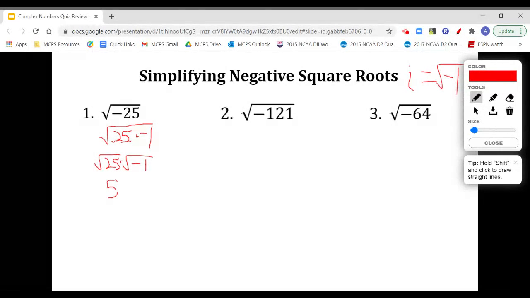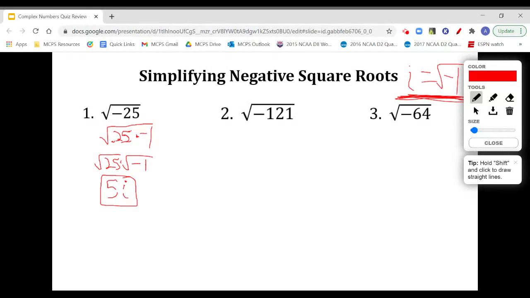And then you have the square root of -1. Oh, the square root of -1. I know something that represents the square root of -1, and that is i. So instead of writing the square root of -1, I can replace that with i, since the square root of -1 is i. And so simplifying the square root of -25 gives you 5i.